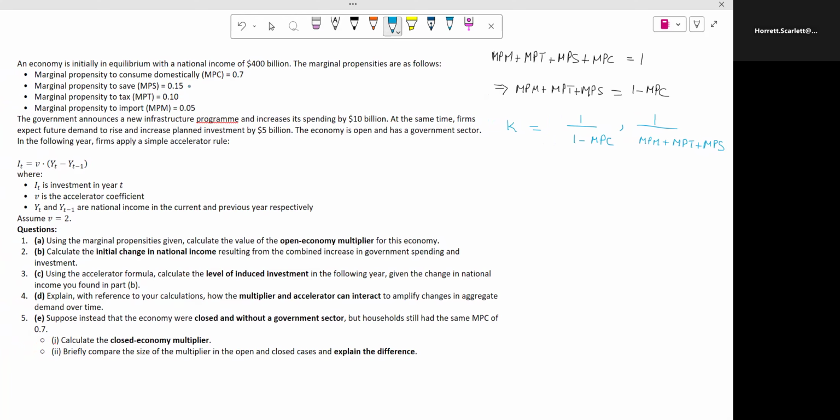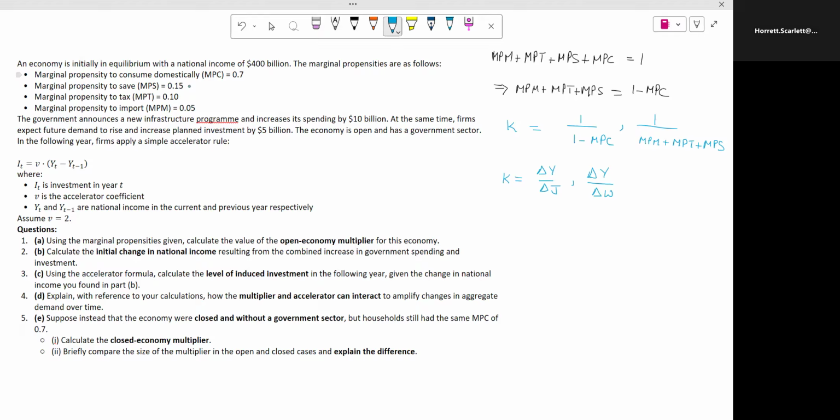Just for completeness, also remember that K can be defined as the change in Y over the change in J, where J are injections, which is the same thing as the change in Y. Remember, change in Y is the same thing as the change in national income over the change in W, which is the change in withdrawals. So given this piece of information that we have now, let's have a look at the problem.